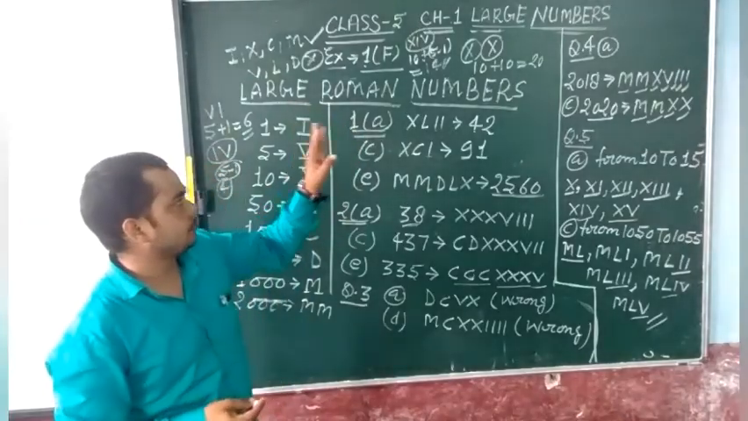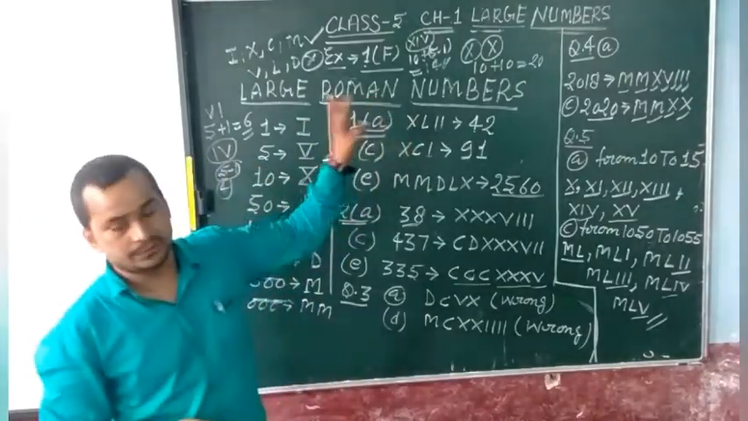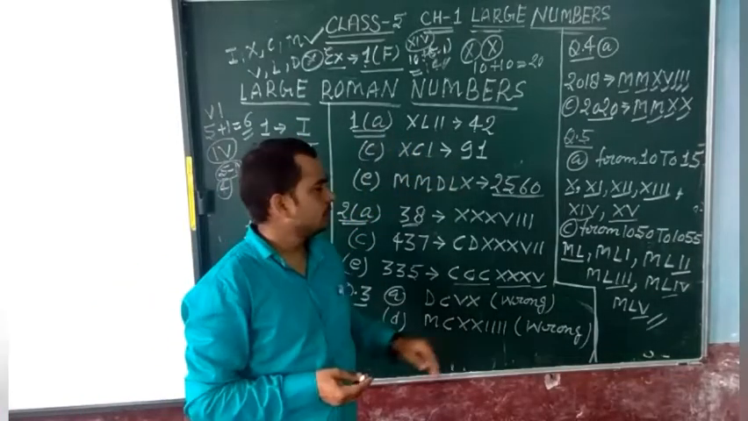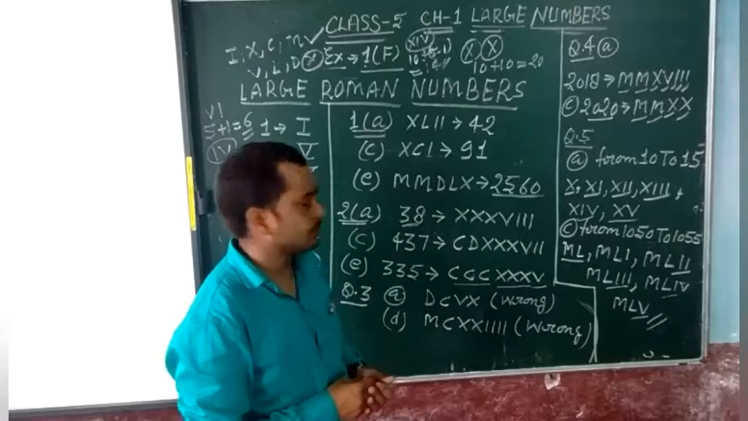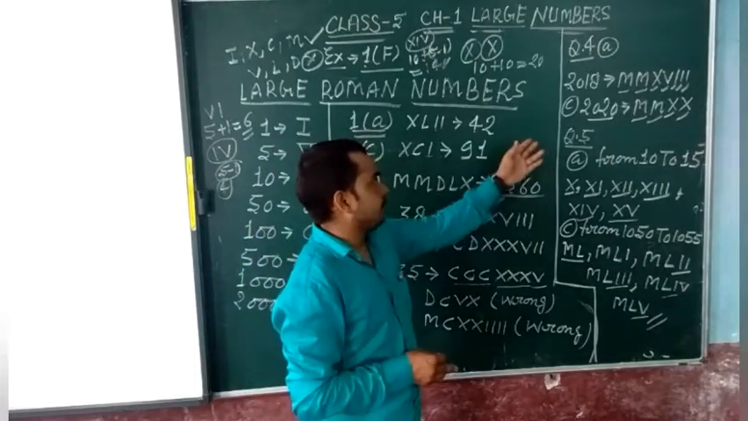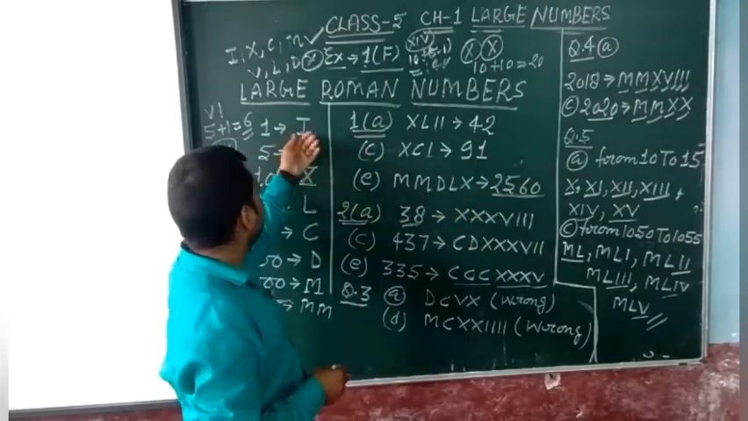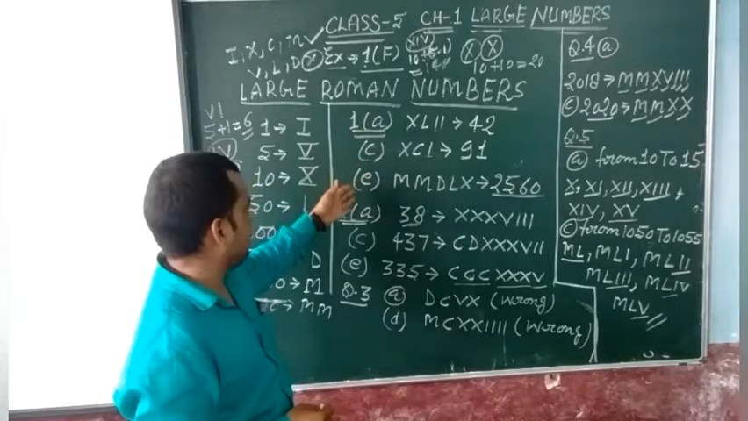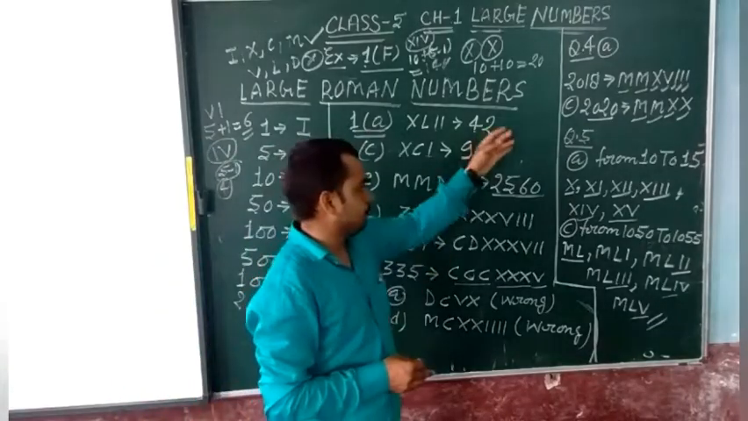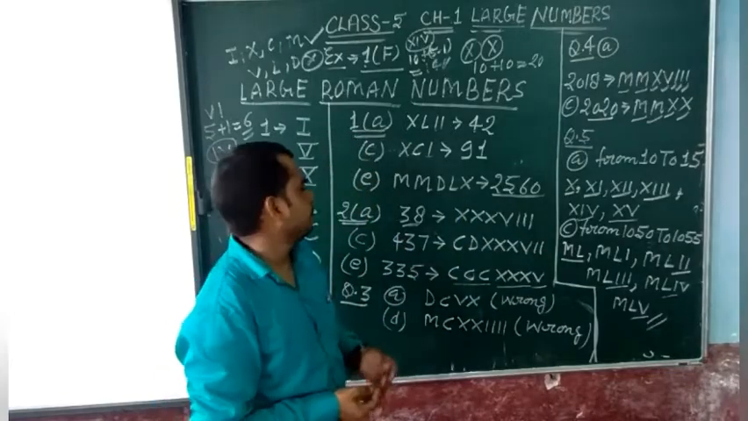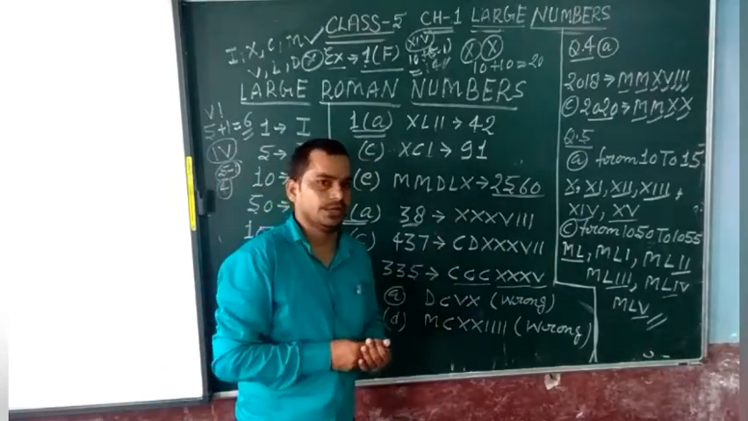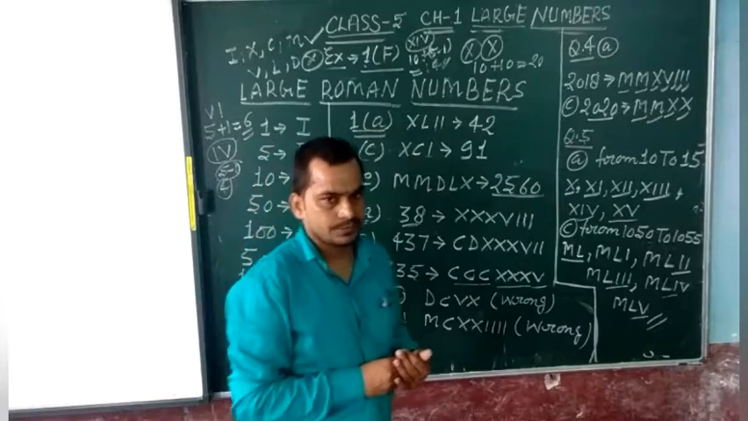So students, this is the explanation of exercise 1F. Do the remaining questions, the lecture questions, in the same way. These are parts A, C, E, and questions 4 and 5. So you have to solve the questions very clearly. Thank you, students.